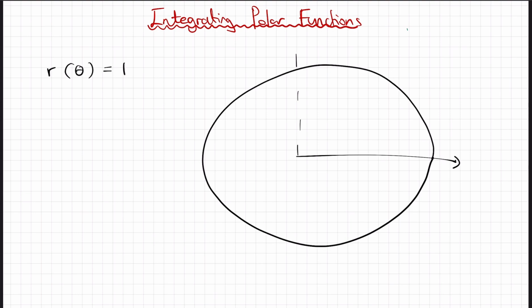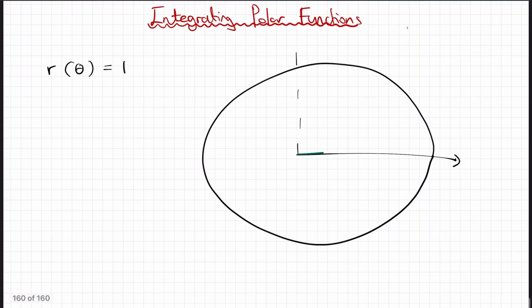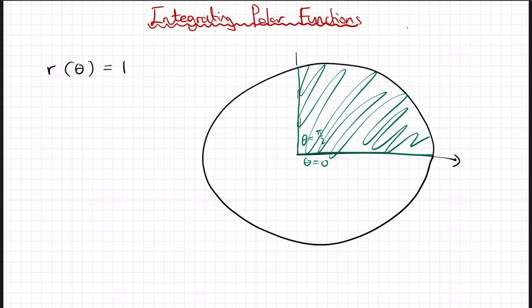So the question we're asking is how we're going to integrate this, or in a different sort of question, how we're going to find the area between two given intervals of theta. So if we were trying to do between theta equals 0 and theta equals pi over 2, or 90 degrees, then we're trying to calculate this area here.